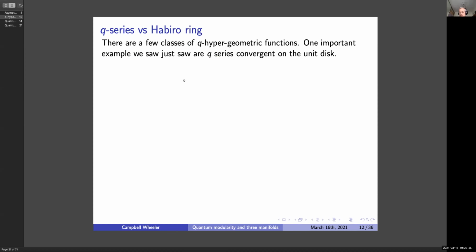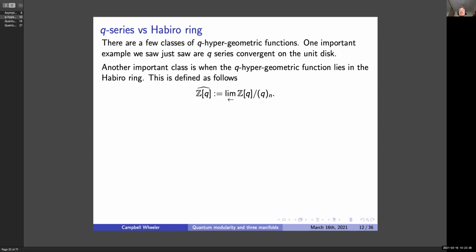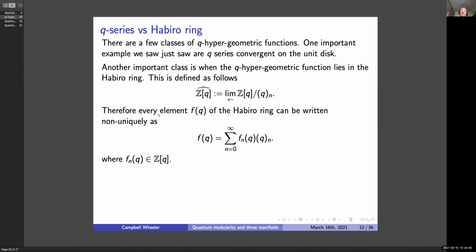But we can also take q to be a root of unity, and then these q-hypergeometric functions lie in the so-called Habiro ring, which is defined as follows. We take a directed limit over the integer polynomials in q divided by the ideal generated by the nth Pochhammer symbol. And so just from this definition, you can see every element in this Habiro ring can be written as a sum of f_n(q) times the nth Pochhammer, for some polynomial f_n in Z[q].